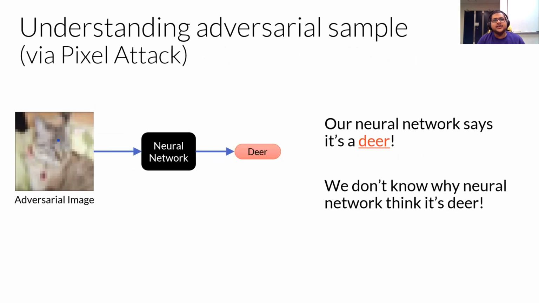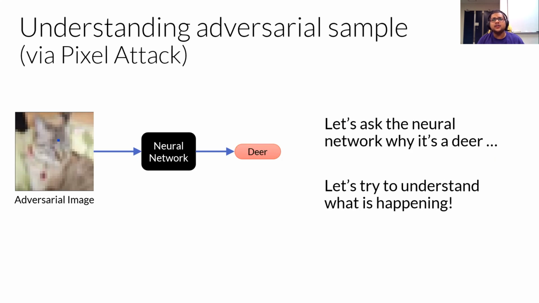In this case, we have a pixel attack, and we attack the image, and we find an adversarial image. This adversarial image is classified as a deer by the neural network, and we all know that it's not a deer, and we don't understand why changing just one pixel has made the network decide it's a deer and not a cat. So what we can do is ask the neural network again in the same way why it's a deer, and let's try to understand what's happening.